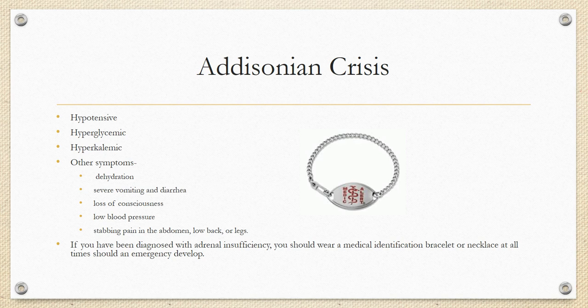If you have been diagnosed with adrenal insufficiency, they want people to wear a medical alert, either a bracelet or necklace or something to identify that the Addisonian crisis is very real. If you run into somebody who has these symptoms or isn't acting right, or you come upon them and they're not conscious, at least you have something to look at and say, hey, this is what's wrong with them.